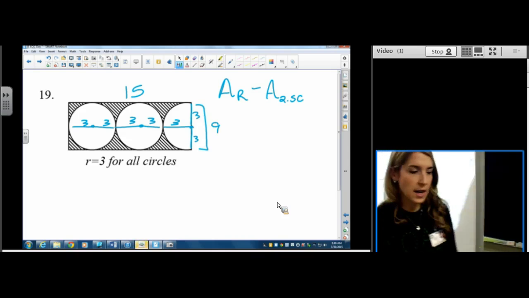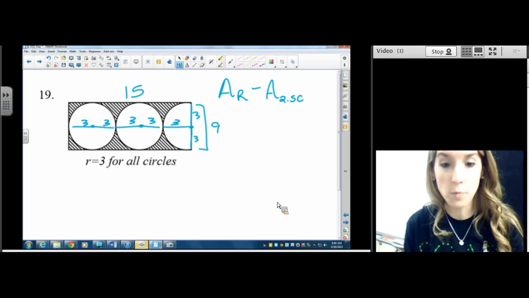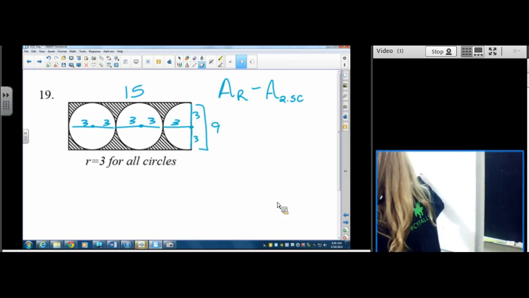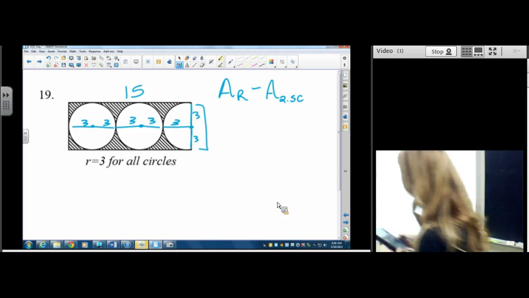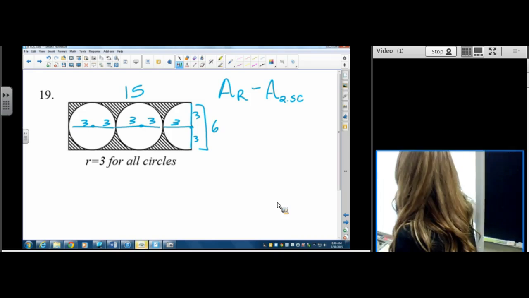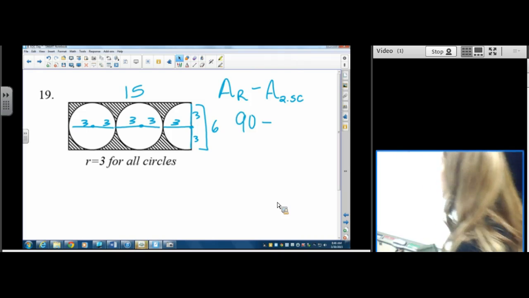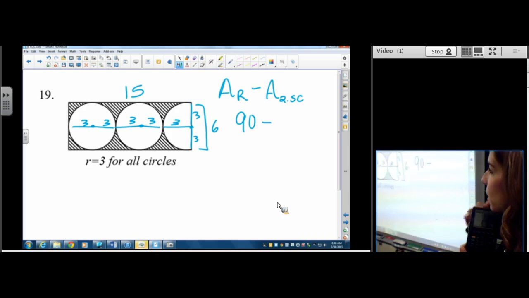So do you see where we're getting the dimensions of our rectangle? Oh, not 9, 6. I know. I was multiplying. I know. Okay. 15 times 6. So the area of our rectangle is 90.